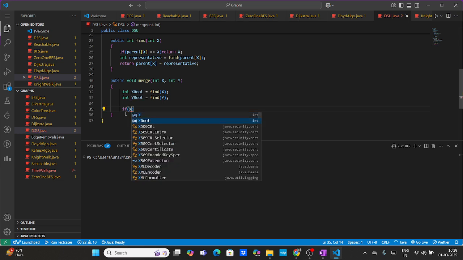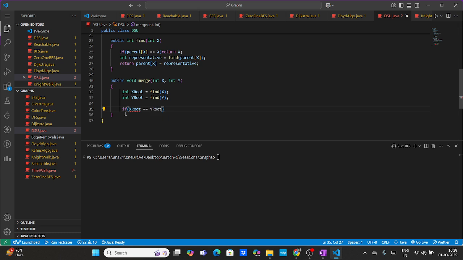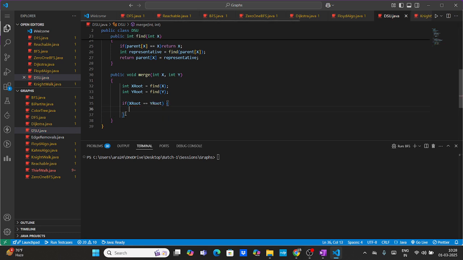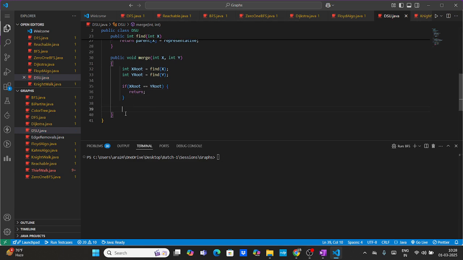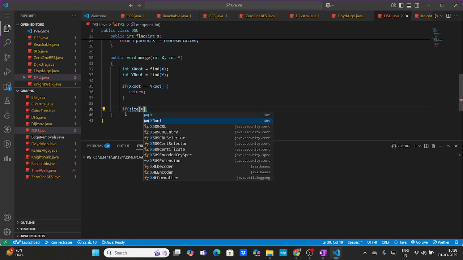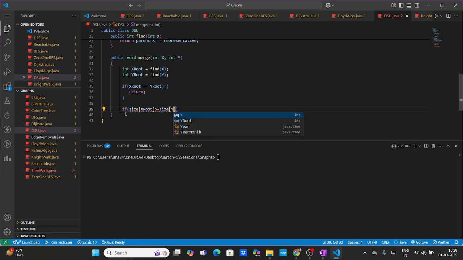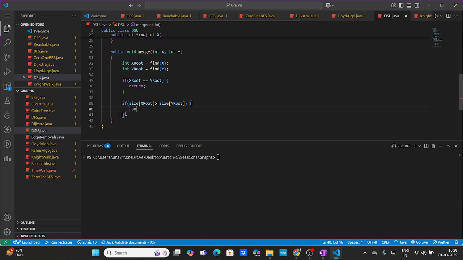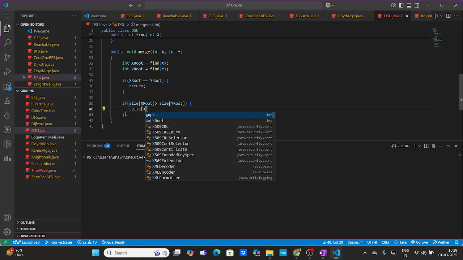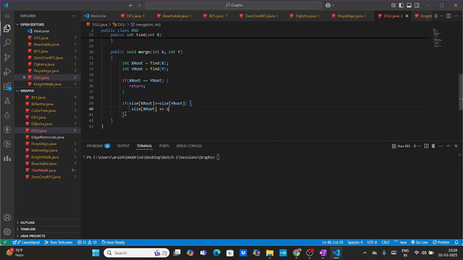If x root equals y root, what does this mean? Same component. If they are in the same component, we should just return, because there is no point in doing anything, right? Yes. If it is not, and size of x root is greater than or equal to size of y root, can I say size of x root plus equals size of y root?